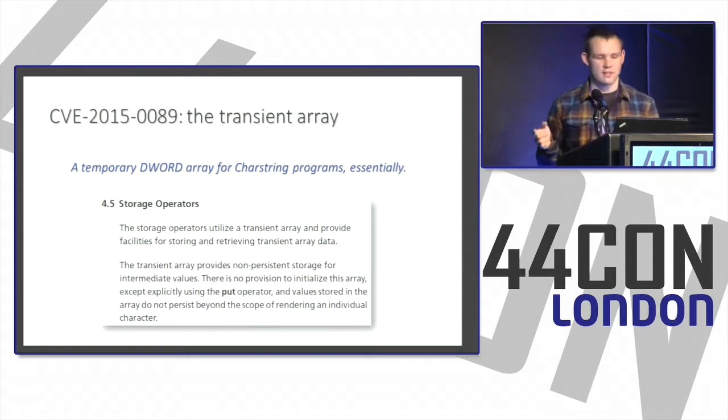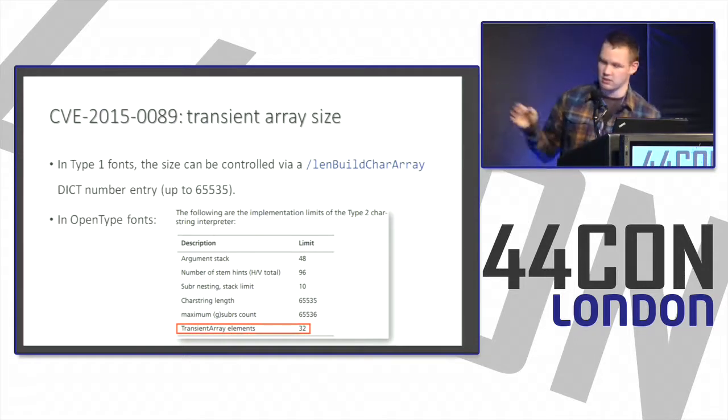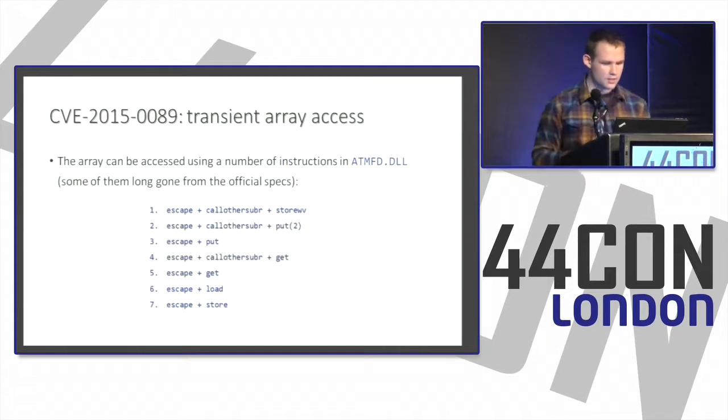So as I said before, the transient array is basically just a temporary array of dwords that can be accessed from Charstring programs randomly, and you have instructions that read and write to it. In Type 1 fonts, you could fully control the length of the array by using a lenBuildCharArray entry, which was 16 bits long. And in OpenType, the length of the array is actually constant. It's defined in the table that we saw before, and it's equal to 32 elements. So the array can be accessed using a number of instructions.